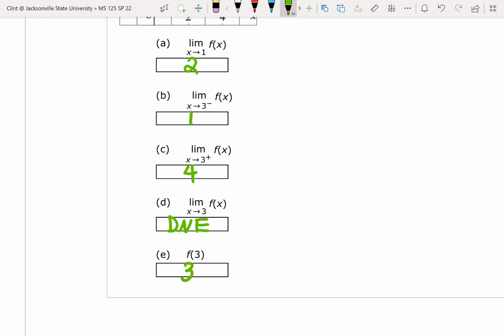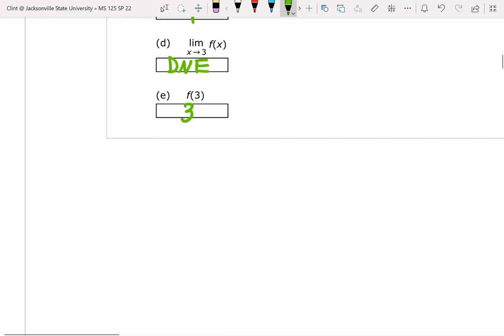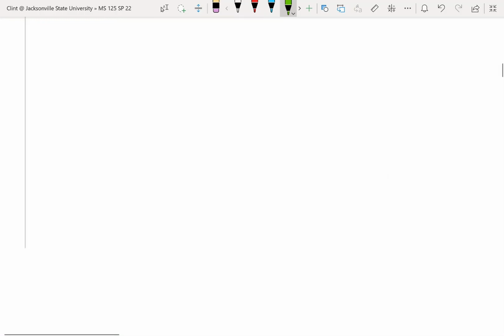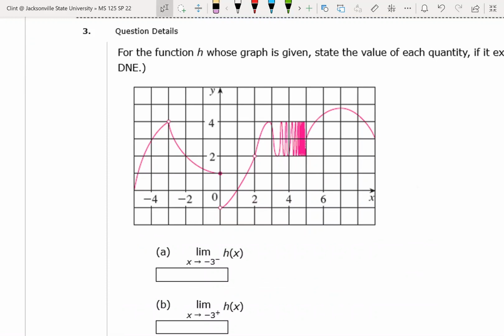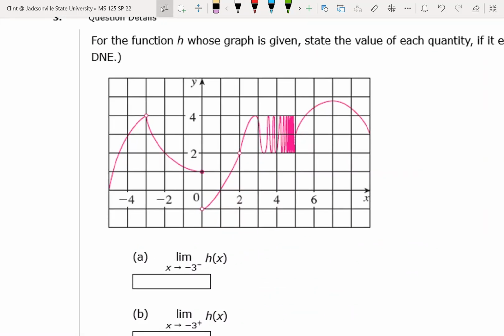Let's see. Number 3 has a ton of parts. They're not long. So there's our graph. Let's see. First limit, we want the limit as x approaches -3 from the left. So that's coming in right here. So our limit there is 4.